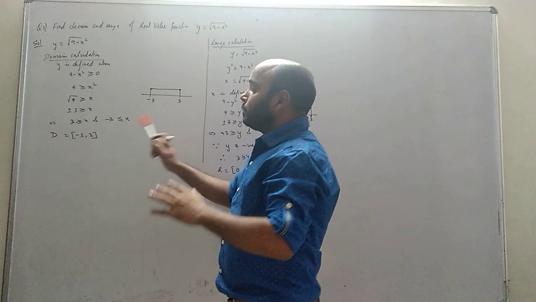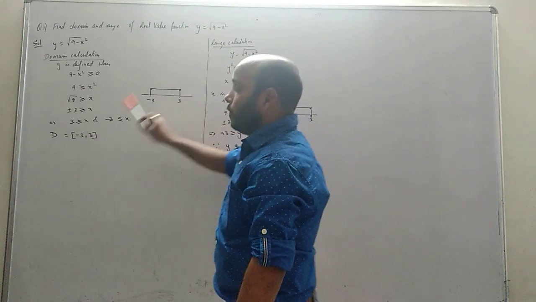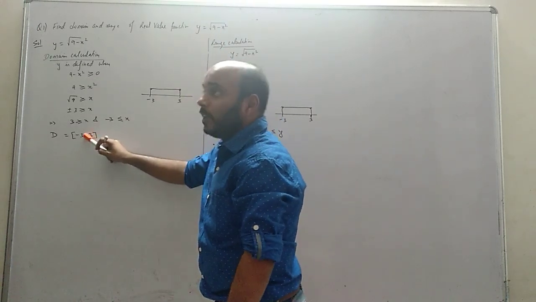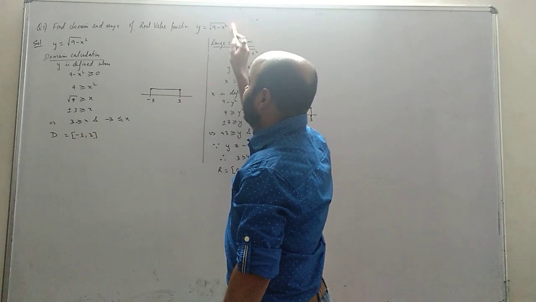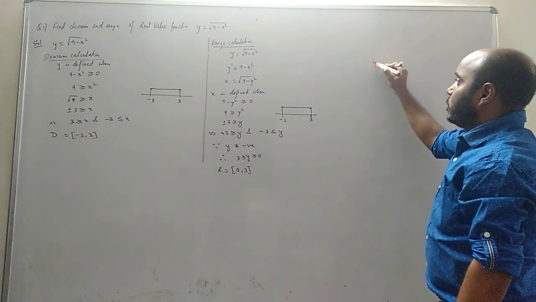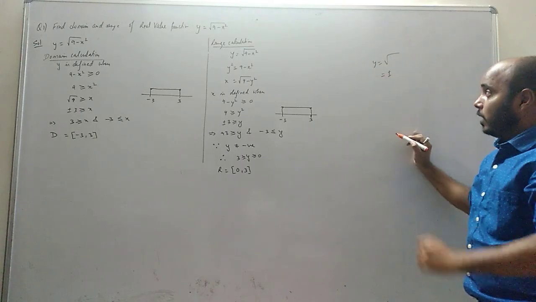Okay, so let's see. When you substitute minus 3 here, it will become 0. When you substitute 3 here, it will become 0. And when you substitute anything in between, this thing will always come in positive. Now, a question will come that this is a root, and when there is a root, plus minus comes automatically. Listen very carefully.